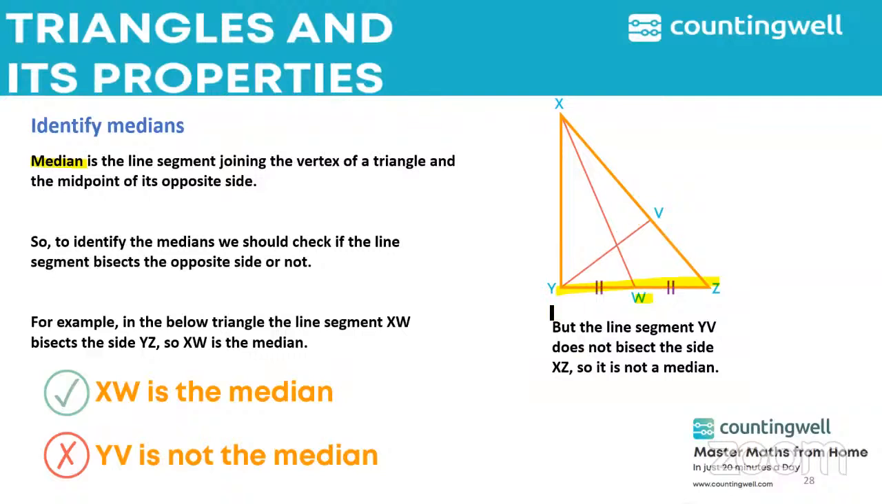Note that YV is not a median because it does not bisect the opposite side. So here XW is a median, but YV is not a median.